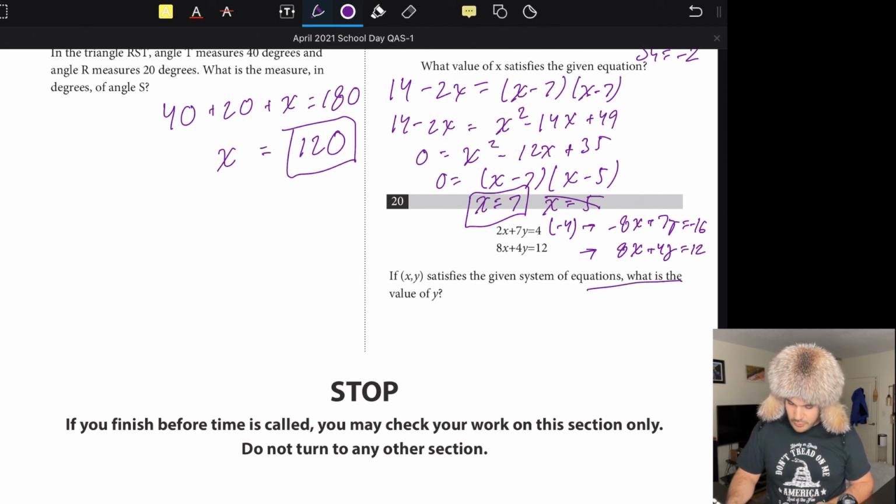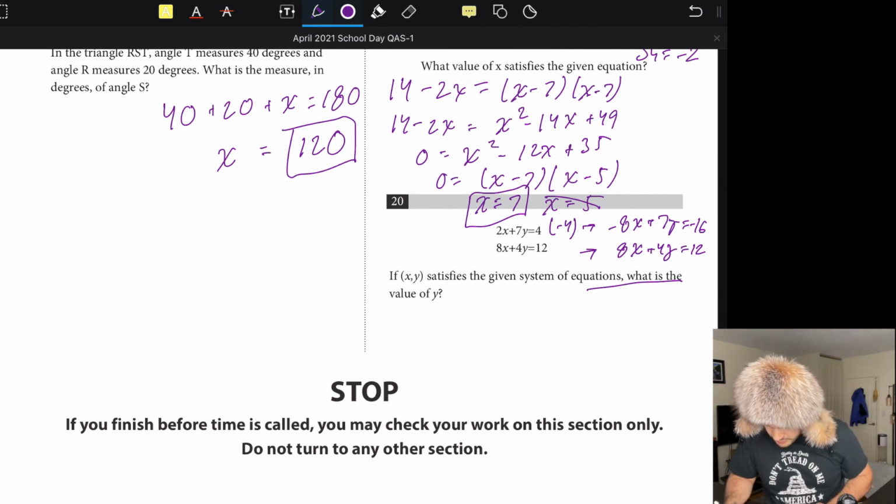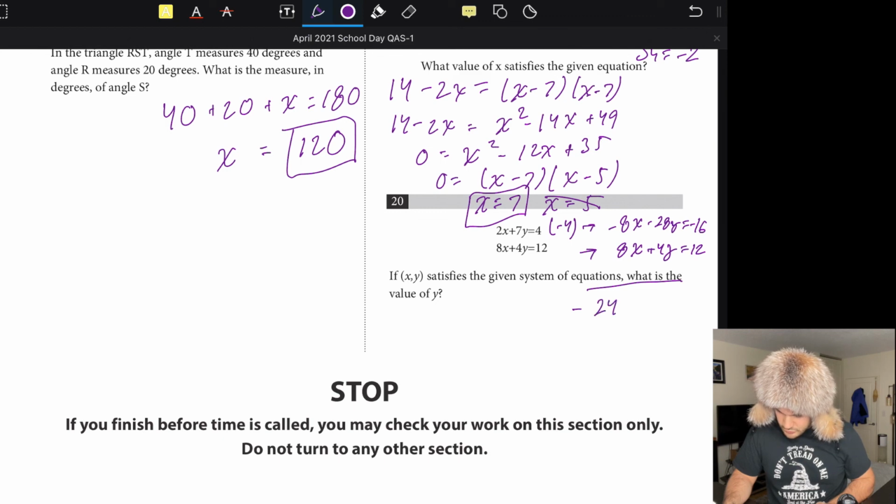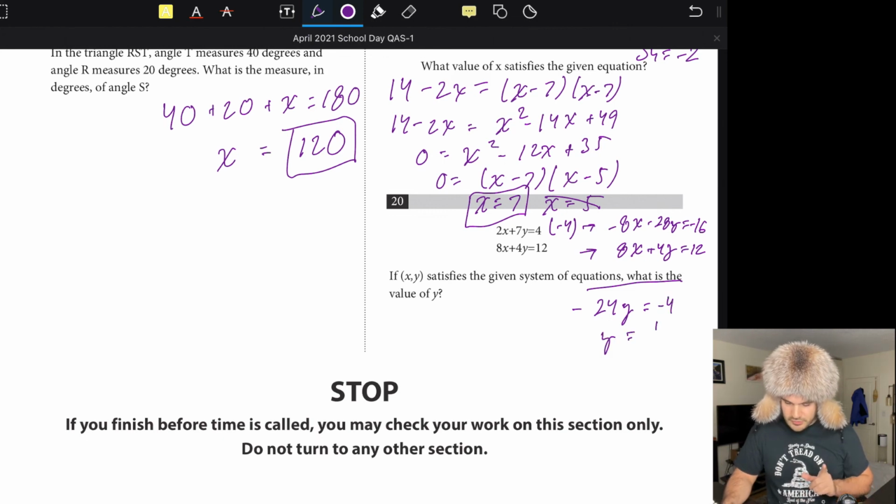But now if you add these two equations, you're going to get 11. Wait, let me see. What are you going to get? Oops, I messed up the multiplication for the top. That shouldn't have been a plus 7y. That should have been a minus 28y. Add these two together, we're going to get -24y equals -4. So y is going to be equal to 1 over 6.